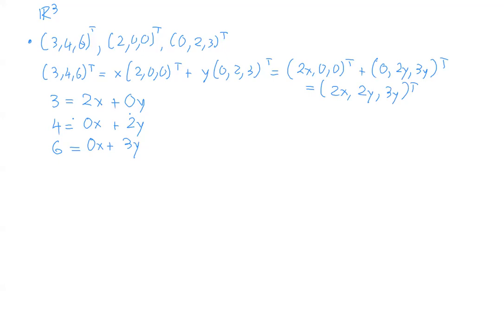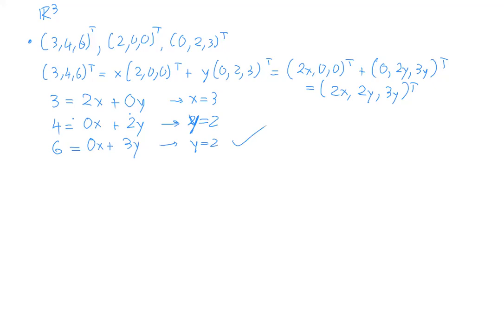So the first equation implies that x is 3, right? The second equation implies that y is 2. The hard thing now is to make sure that the third equation works. And the third equation does work. So y is equal to 2 from the third equation. It does work. So we just found our numbers, right?